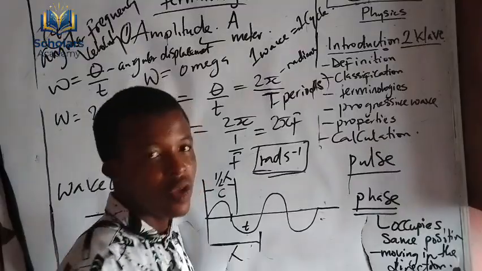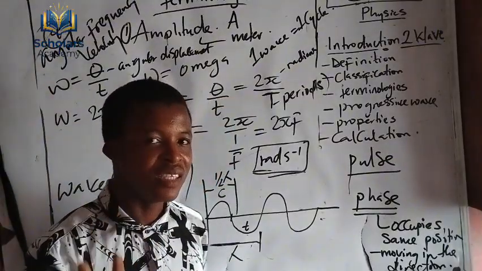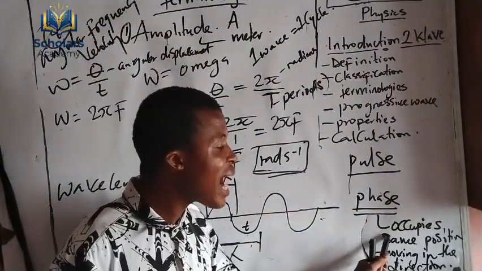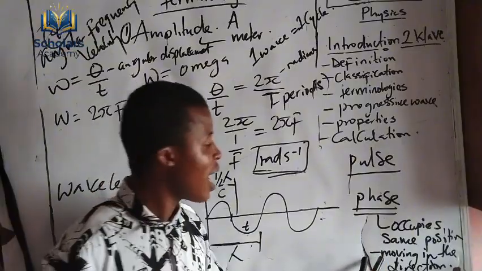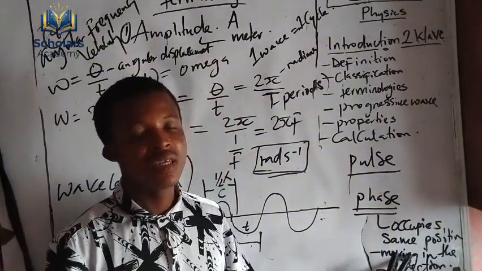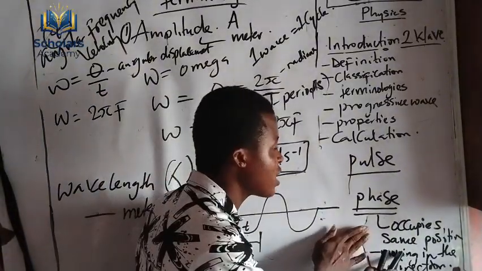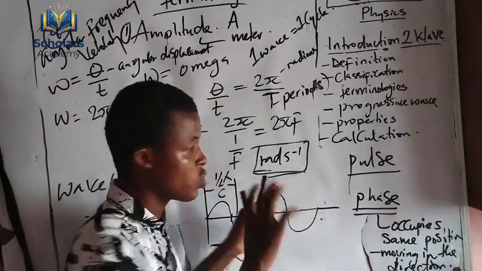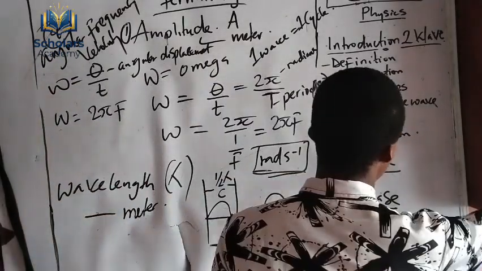Let me come again. If I say two particles are in phase, it means that those two particles occupy the same position and they move in the same direction. So this aspect, I'll make you understand briefly. So let's expatiate further for you to actually get that part.